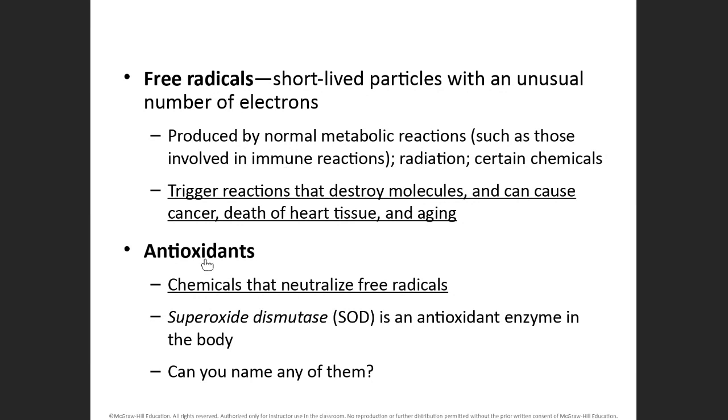Now, this is related: antioxidants. How are antioxidants related to free radicals? Guess what? Antioxidants destroy free radicals. Antioxidants are a group of chemicals that neutralize the activity of free radicals, so they are very, very good to have. Of course, we do have natural antioxidants in our cells. One example is called superoxide dismutase, SOD, an antioxidant enzyme that you find in the body. There are a couple of other examples I'll talk about.